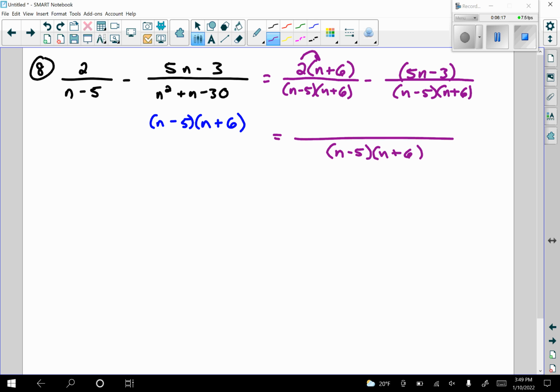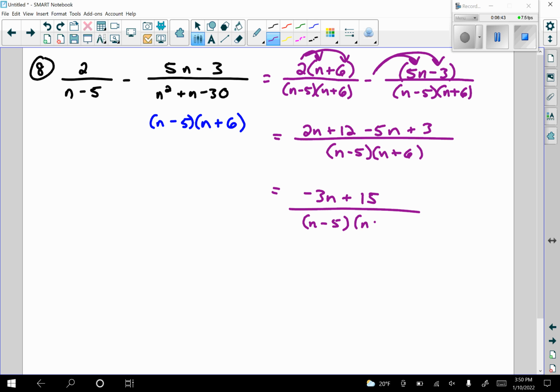Let's distribute the 2 here. So we're going to have 2n plus 12. Now do this carefully. As we subtract, we're going to subtract a 5n, so it's a minus 5n, and then subtract a negative 3, so that kind of saves us a step. So we get a minus 5n plus 3. Combine our like terms, we're going to get a negative 3n plus 15 in the numerator over the quantity n minus 5 times the quantity n plus 6.